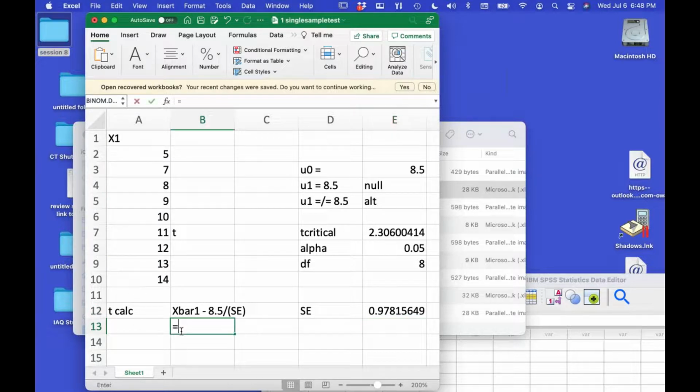My t is equal to x bar minus 8.5. Well, what is x bar? I got to calculate x bar. Let's see what x bar is. X bar 1. Okay.